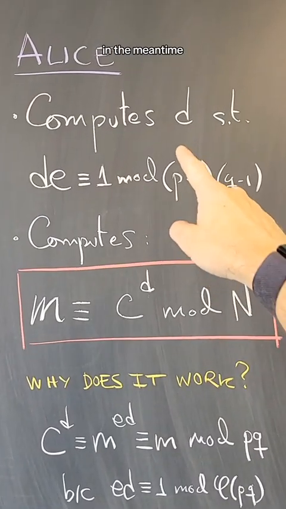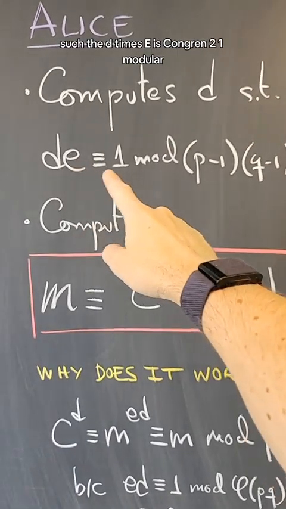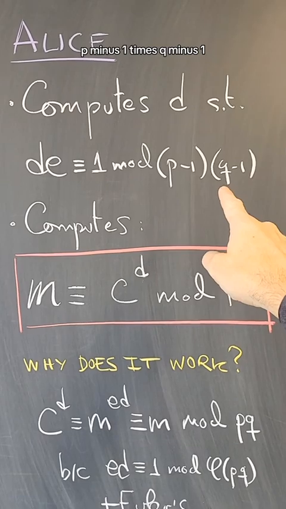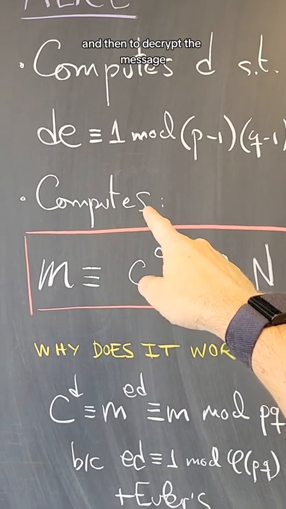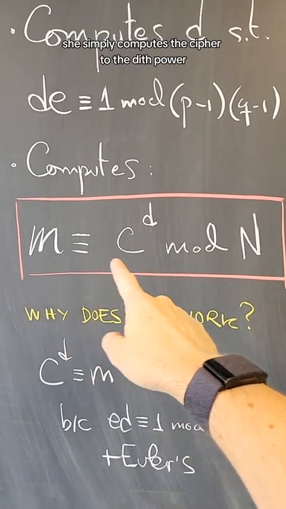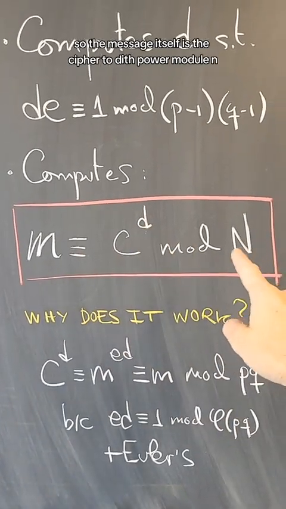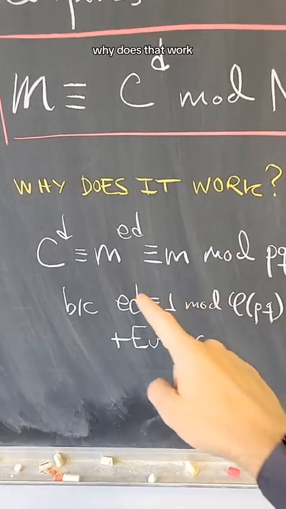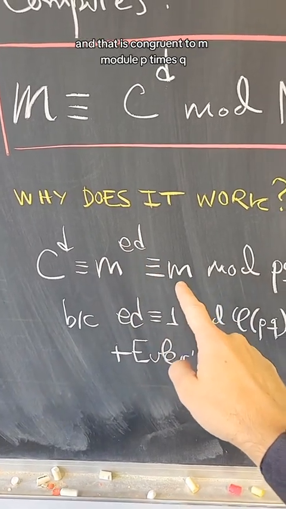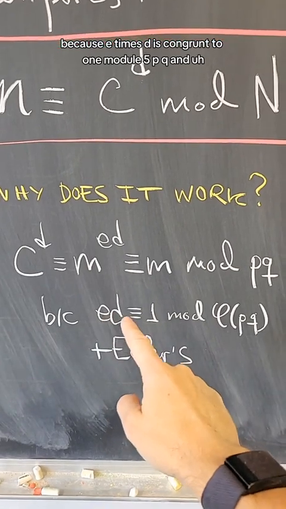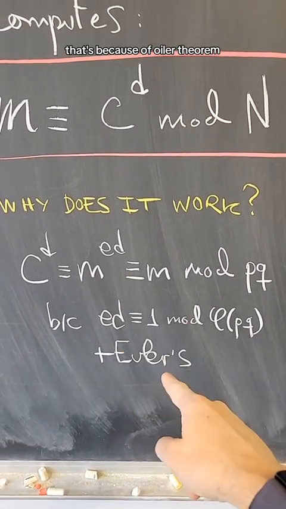In the meantime, Alice is going to compute the decryption exponent, which is a number D, such that D times E is congruent to 1 modulo P minus 1 times Q minus 1. That, by the way, is phi of P times Q. And then to decrypt the message, she simply computes the cipher to the dth power. So the message itself is the cipher to the dth power modulo N. Why does that work? Because the cipher to the dth power is M to the E times D, and that is congruent to M modulo P times Q, because E times D is congruent to 1 modulo phi of PQ, and that's because of Euler's theorem.